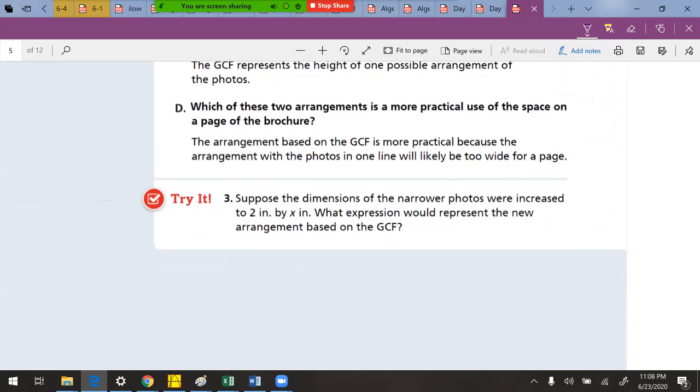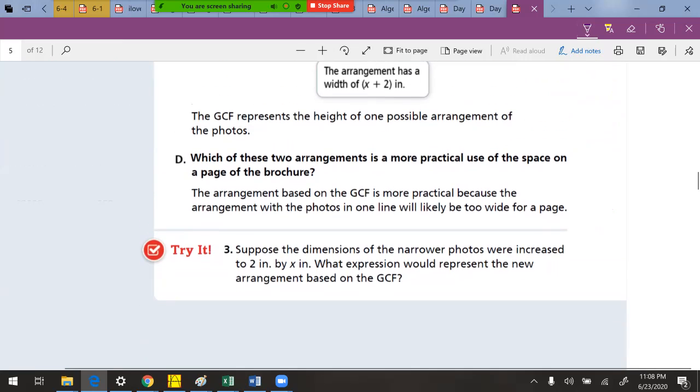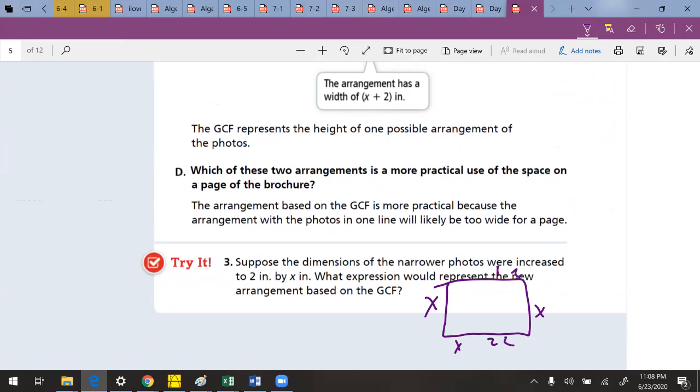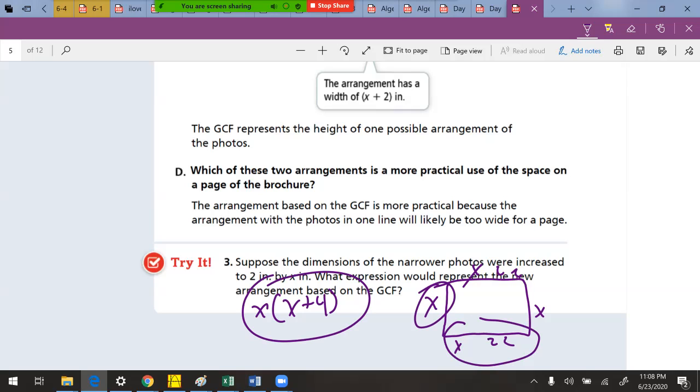Here we go. Let's look at this one here. Suppose the dimensions of the narrow borders are increased to 2 inches by x inches. So now for the narrower ones, instead of it being 1, it's going to be 2. So in this case, these are x, that's x, but then we have 2 and 2, x, 2 and 2, and then x. So in this case, it's going to be x multiplied by x plus 4 instead. x times x plus 4, because we're putting those two dimensions by multiplication together, okay?